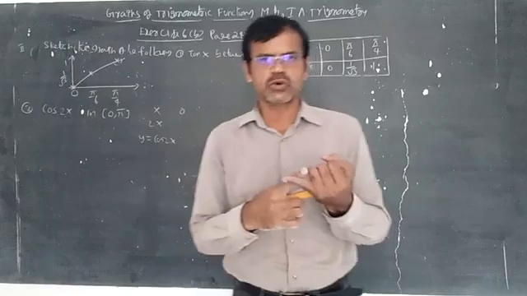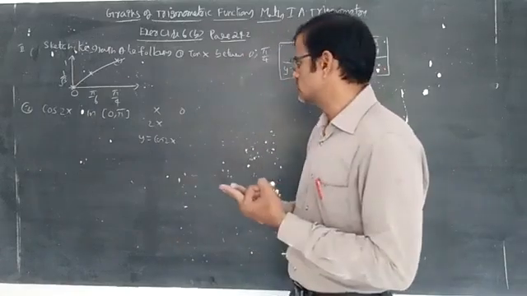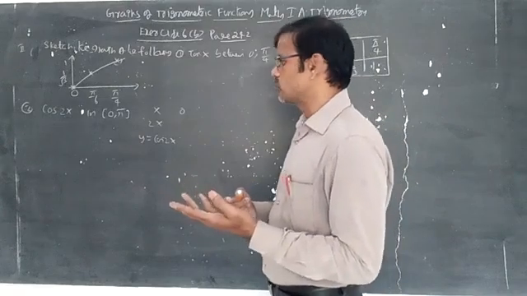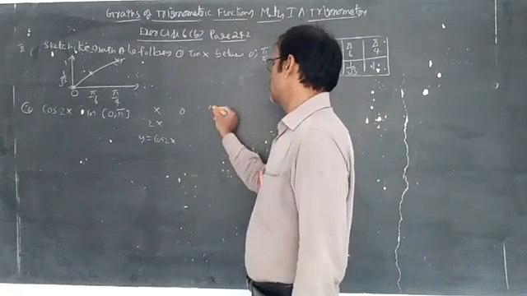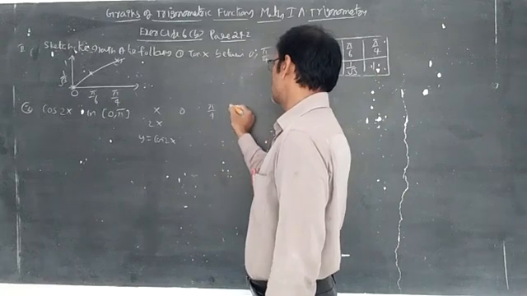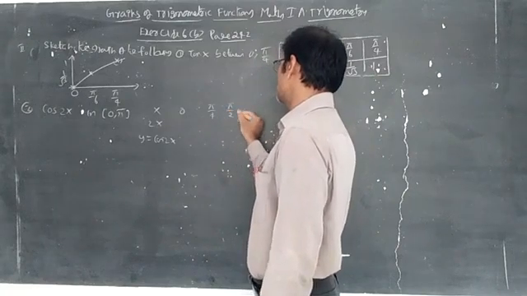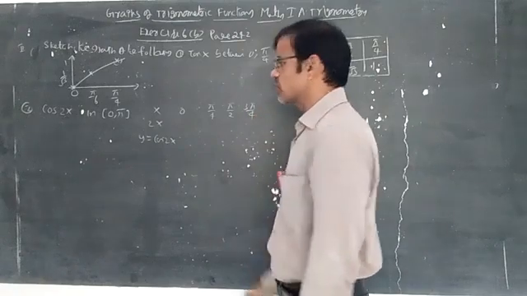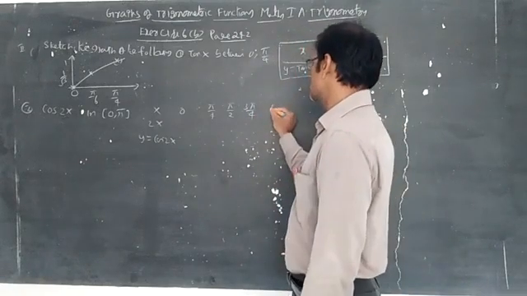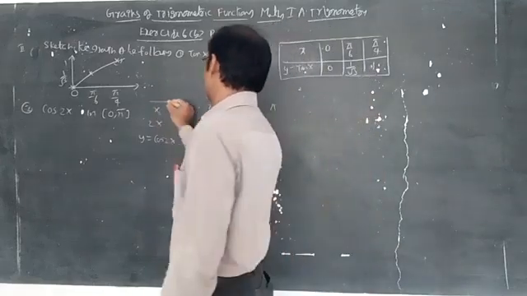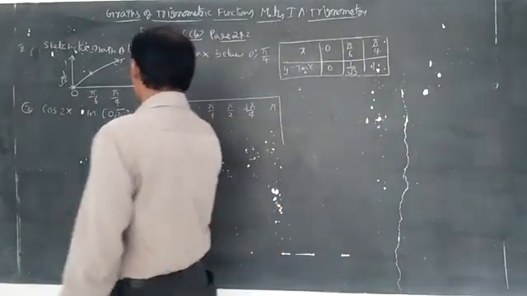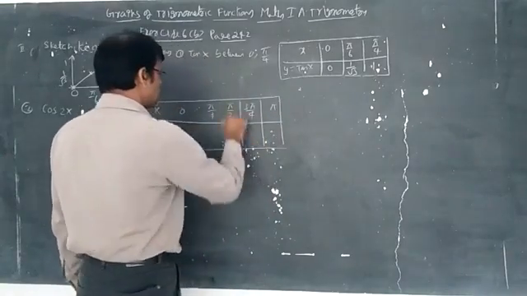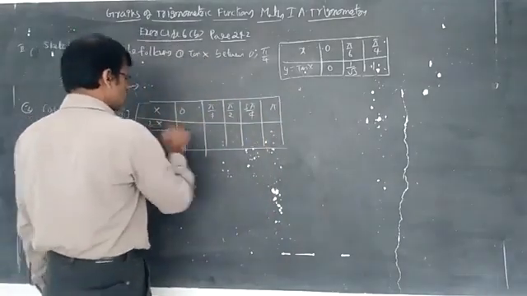Four values you can take: 0, 45, 90, that is 0, pi by 4, pi by 2, pi. Take a gap of pi by 4, so pi by 2, then 3 pi by 4 also, which means 135, and this is pi. We should draw the graph of cos 2x, not cos x, so multiply with 2 and get the values.